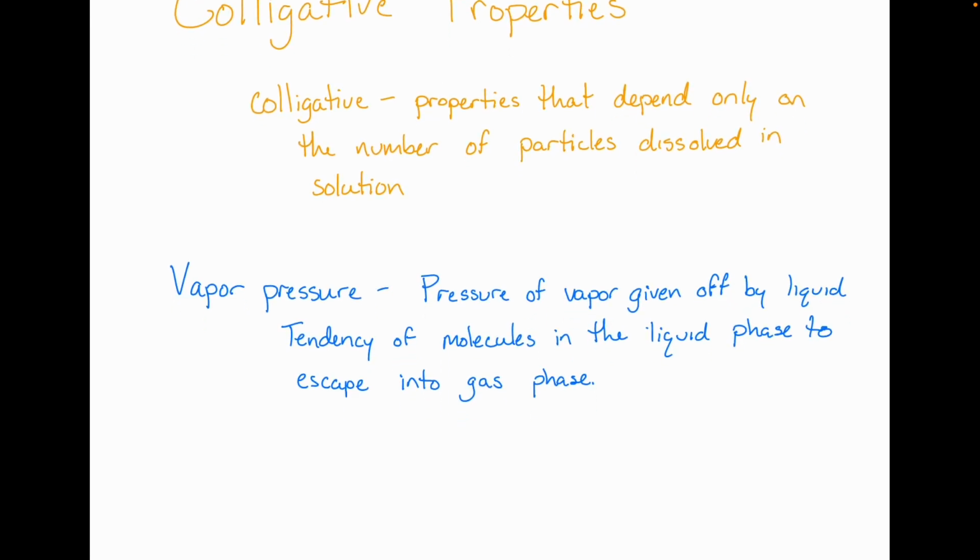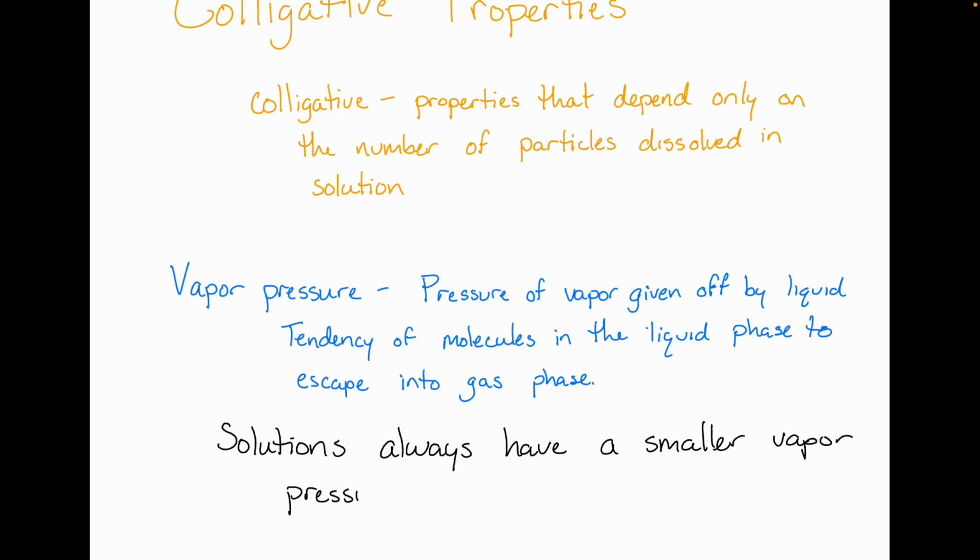All right, and so compared to a pure substance, a solution always has a lower vapor pressure than that pure substance. Okay, we call it a vapor pressure depression. Okay, but so solutions have a smaller vapor pressure than the pure substance, than the pure solvent, let's say.